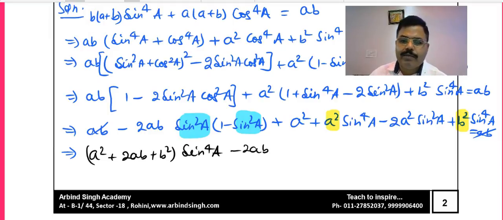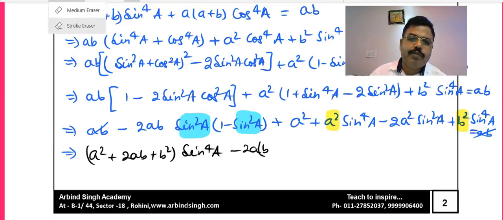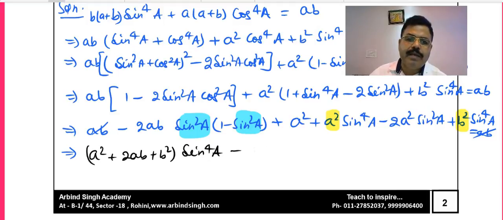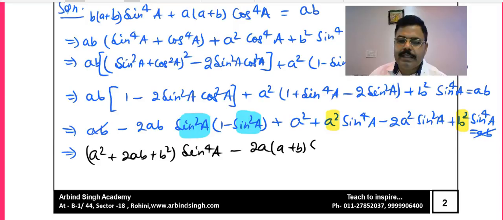Minus 2ab sin²A and minus 2a² sin²A. So if I take 2a common, then what will happen? Taking 2a sin²A common, it will be (a + b). So 2a(a + b) sin²A, right? Sin²A, and plus sin²A, and plus this a² is equal to 0.